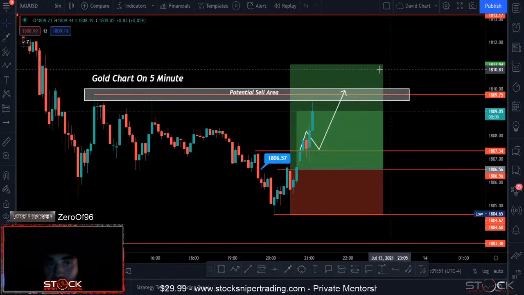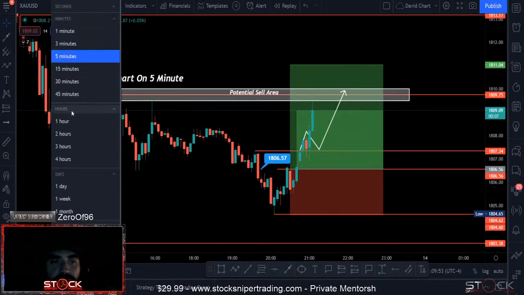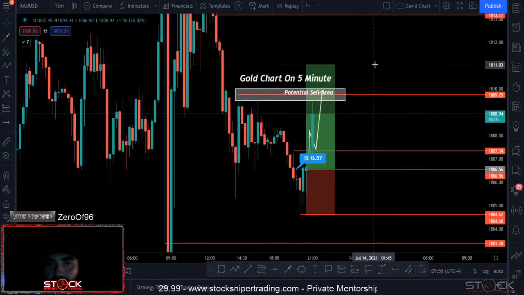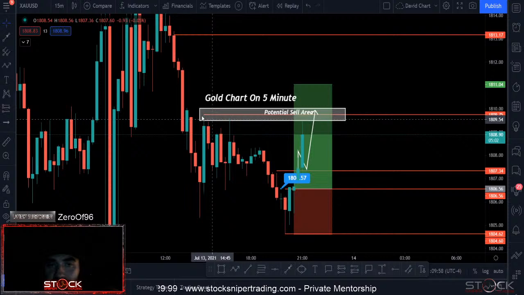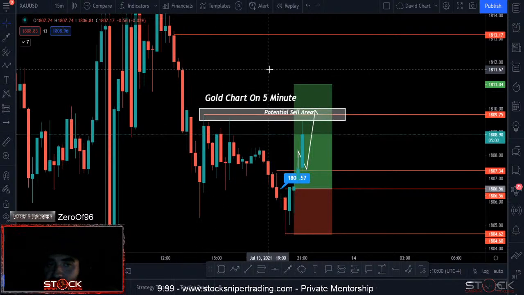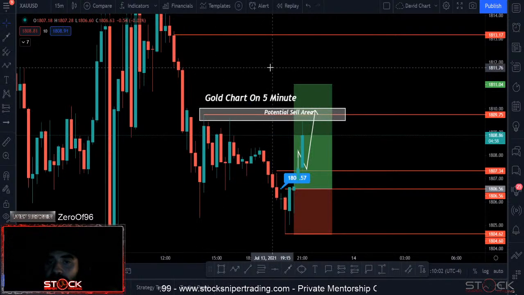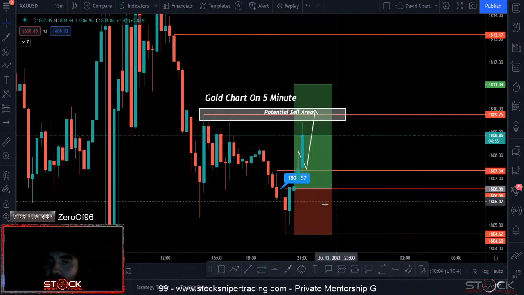Okay, guys, if we even go to the 15-minute, I'll just show you this. Guys, look where we are. It's key, like I told you, this is a key area. If it starts to break up here, guys, it can get all the way up to 1811. There's a lot of bullish momentum coming from down here.